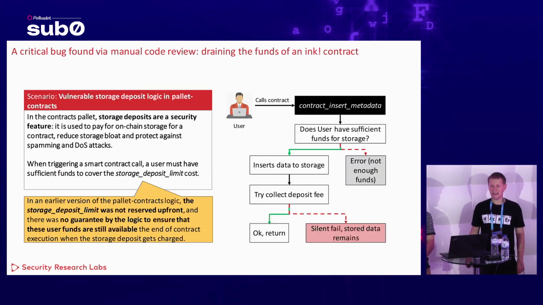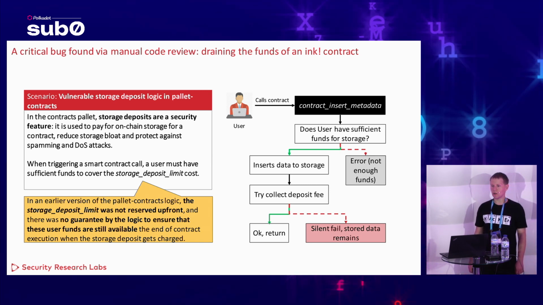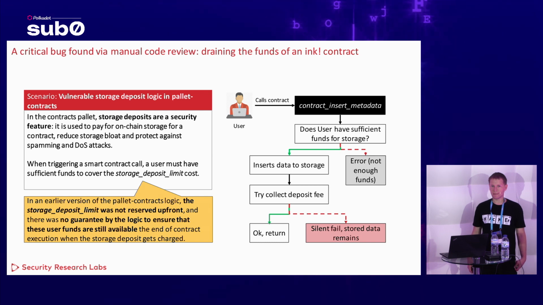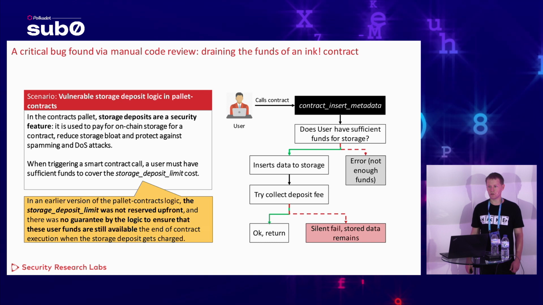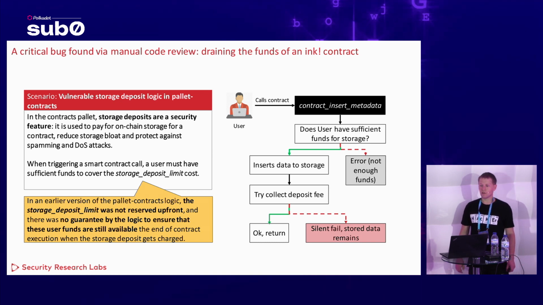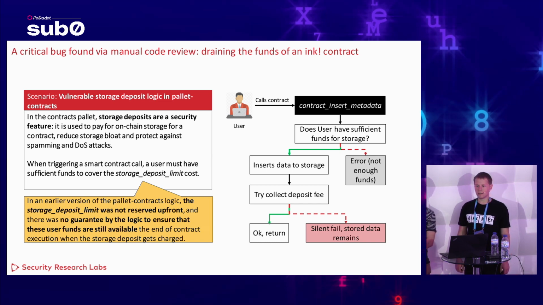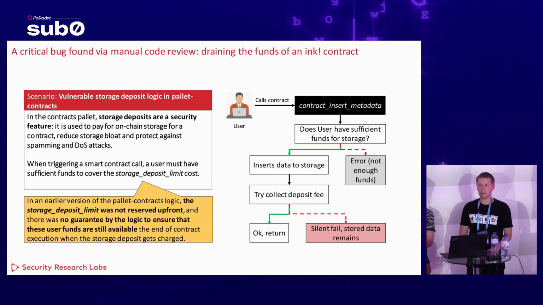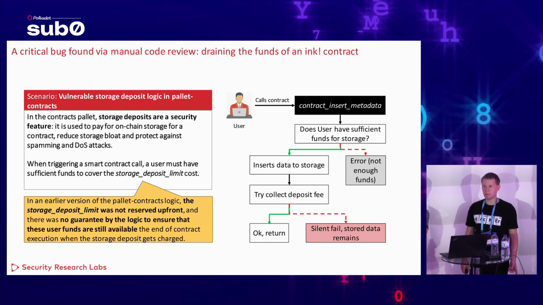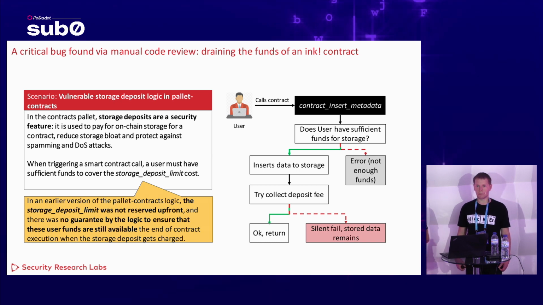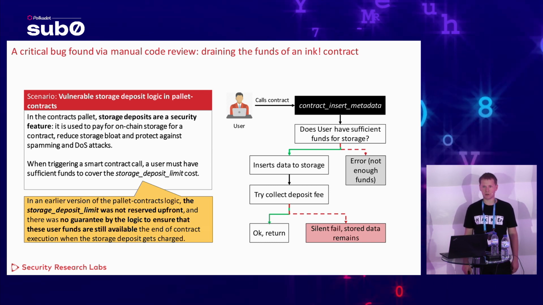So let's take a look at an example of a bug which could only be found via manual code review. So this is in the Substrate smart contracts pallet, and as all the bugs presented here, it has been fixed a long time ago. So for this bug, when calling a contract, the smart contracts pallet would check if you have enough balance to pay a storage deposit. Because whenever a smart contract adds some storage, there needs to be a storage deposit, and the storage deposit needs to be paid by whoever is initiating the smart contract call.